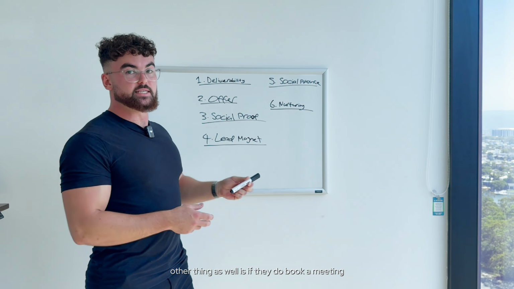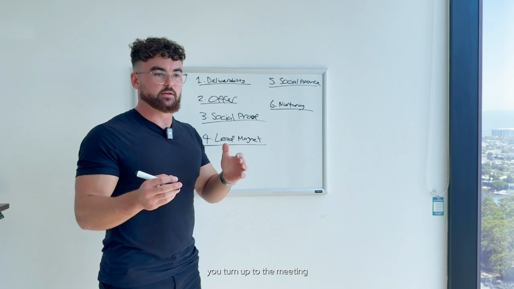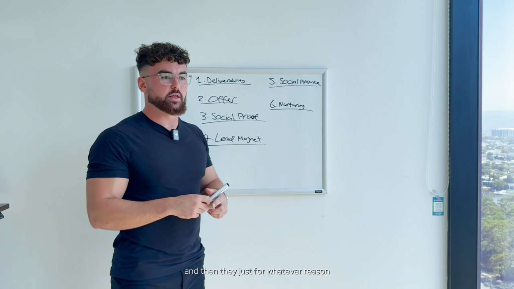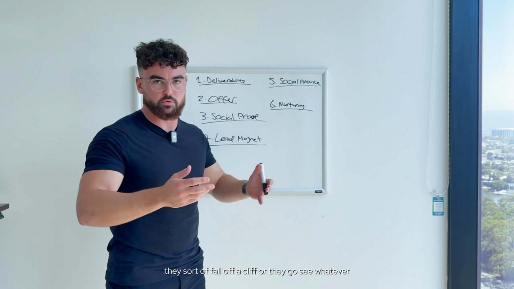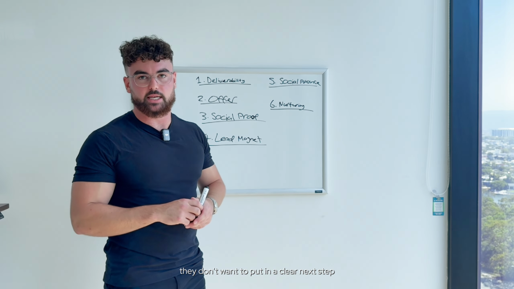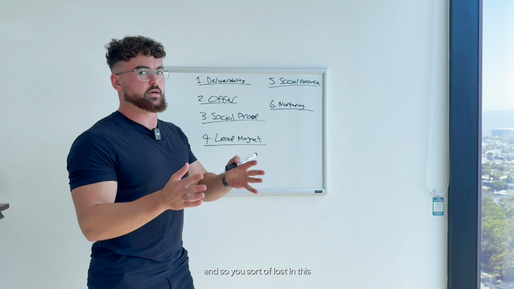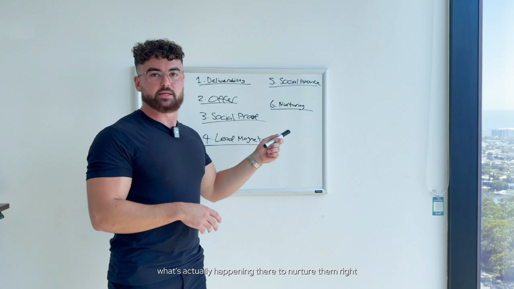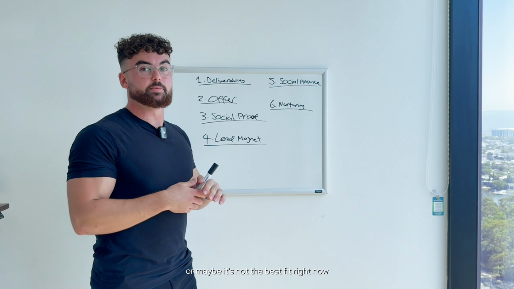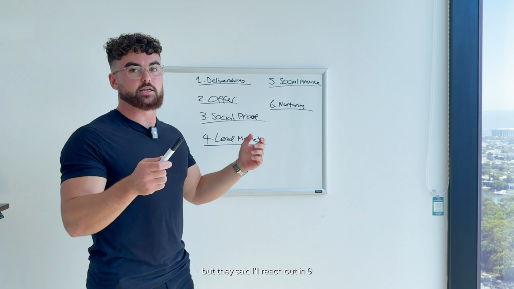The other thing as well is if they do book a meeting, you turn up to the meeting, you have a good meeting, whatever it is, and then for whatever reason, they sort of fall off a cliff or they ghost you, they don't want to put in a clear next step. And so you're sort of lost in this middle ground. What's actually happening there to nurture them, right? Or maybe it's not the best fit right now, but they said, oh, reach out in 9, 12 months.